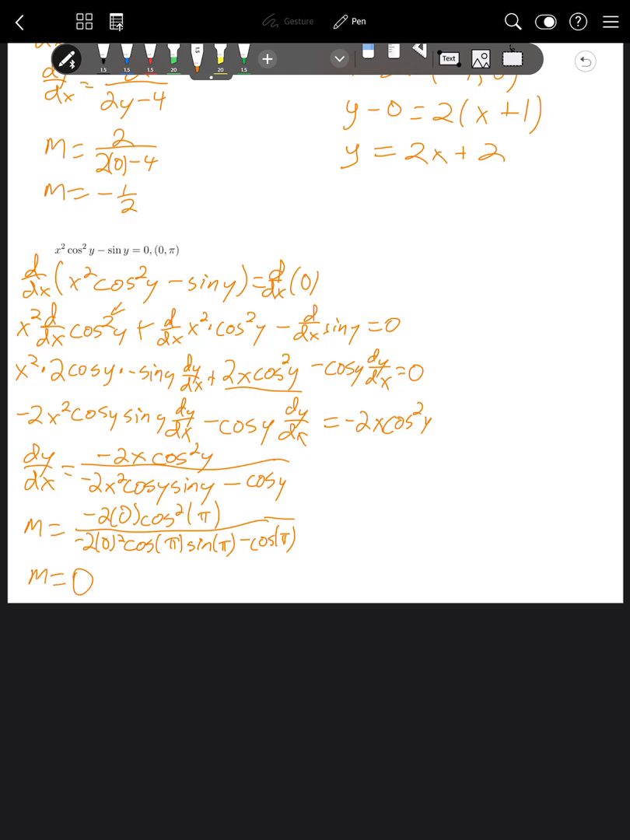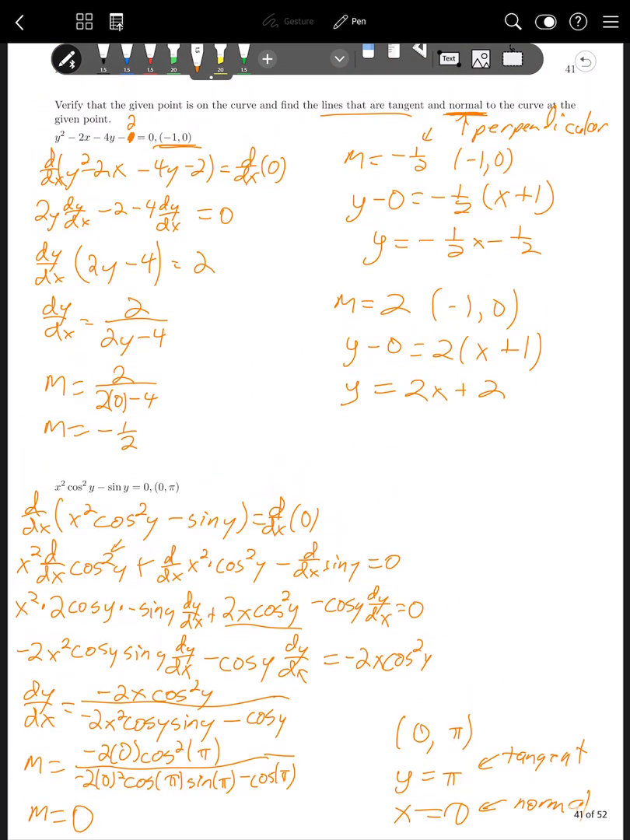And so what we end up with is a horizontal and a vertical line. So the horizontal line that goes through the point 0 comma pi is just going to be y equals the y coordinate, so y equals pi. And a vertical line that goes through the point 0 comma pi is just going to be x equals 0. So here is my tangent, and here is my normal line. Okay, so that's the idea.